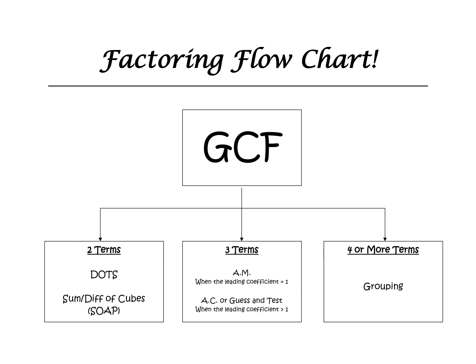Hi everyone. In today's lesson, we're going to talk about one more type of factoring that we use when we have sum and difference of cubes. So as always with the flowchart, we're always going to try for GCF first. Then if we have two terms, our options so far that we've learned are dots, but now we have something else. We could use something called sum and difference of cubes, which sometimes is referred to as SOAP, and I'll explain what that means in a little bit.